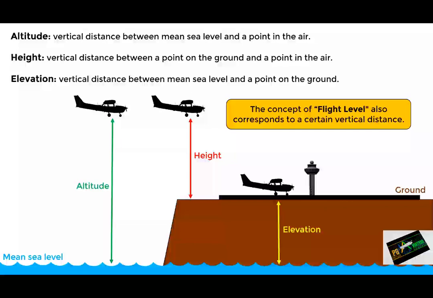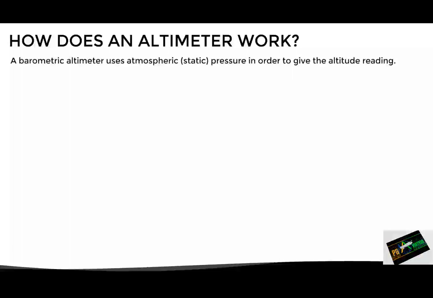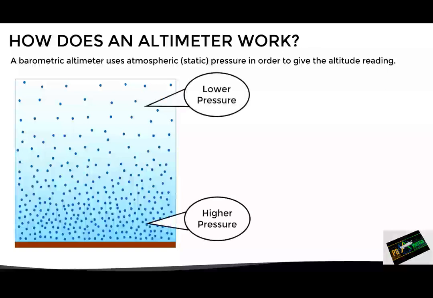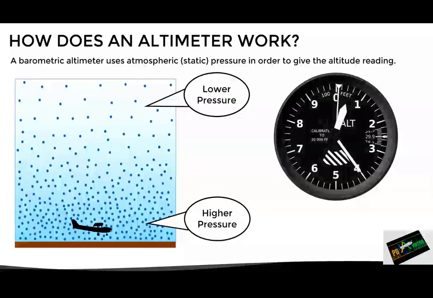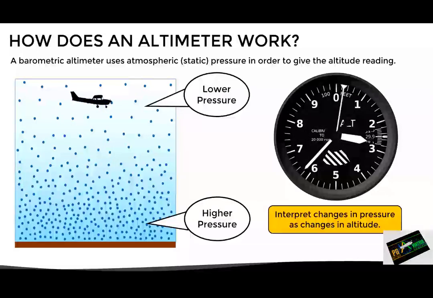Now, the concept of flight level also refers to a certain vertical distance, however, we will deal with it later. We must also remember how a barometric altimeter works. This type of altimeter uses static air pressure to give its reading. It takes advantage of the fact that atmospheric pressure decreases with altitude. This means that at low altitudes there's a higher pressure, while at higher altitudes the pressure decreases gradually. So if the altimeter senses a high static pressure, it will be interpreted as a low altitude. And as the aircraft climbs and the static pressure decreases, the altimeter will interpret it as an altitude increase. In other words, an altimeter is a very sensitive barometer that interprets static pressure changes as altitude changes.